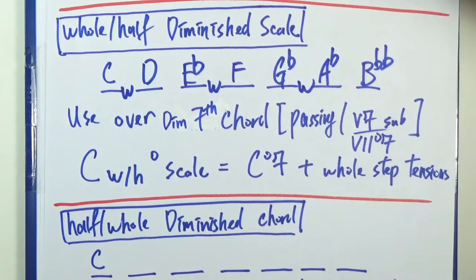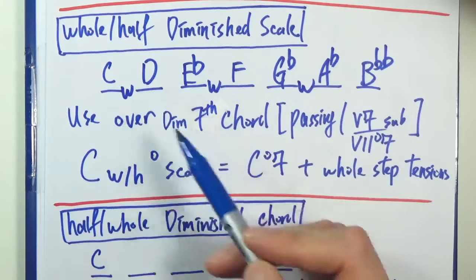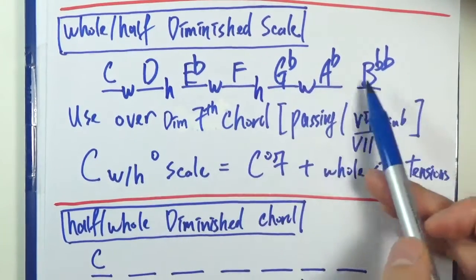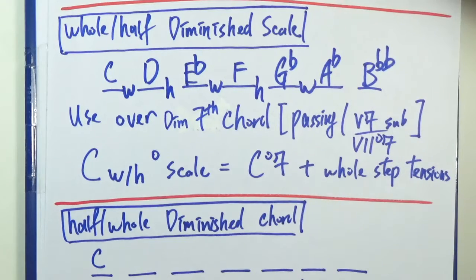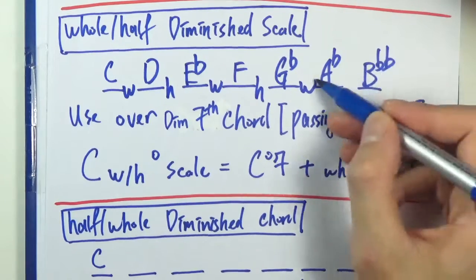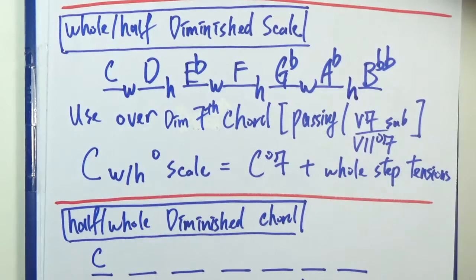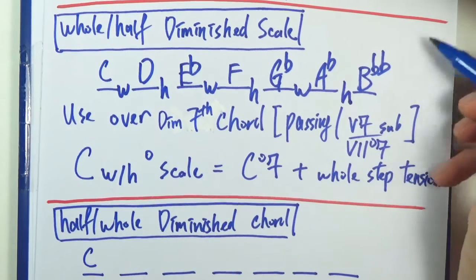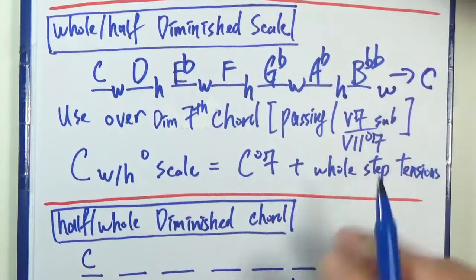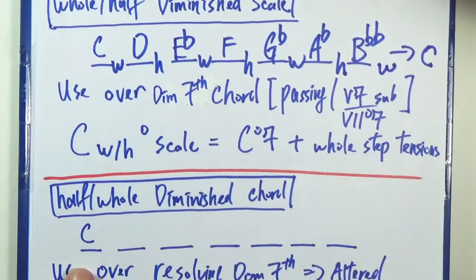To verify your answer, check if the rest are half steps. So D to E flat, half. F to G flat, half. A flat to B double flat, that's A double flat, B double flat is just A, right? So A flat to A, half step. Cool, we're good. And also B double flat to C, back to C, that's a whole step there. All right, so we're good.